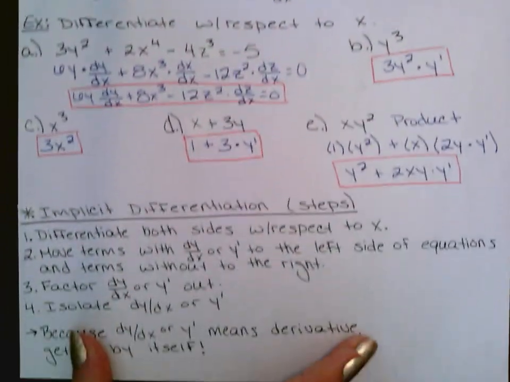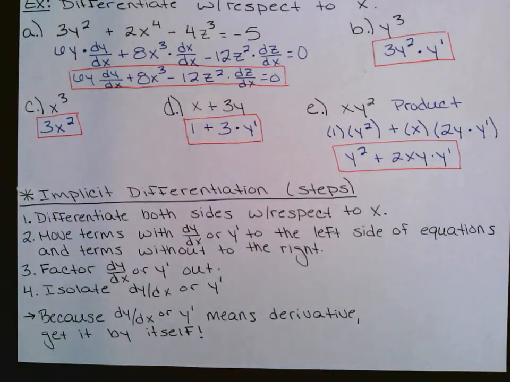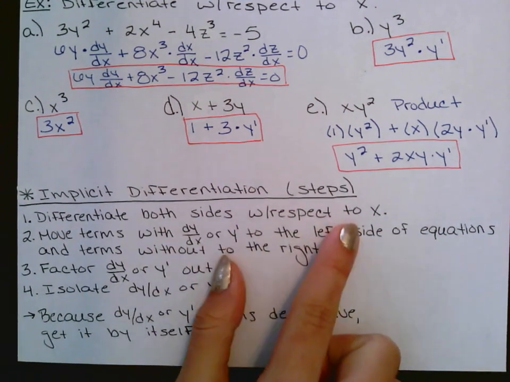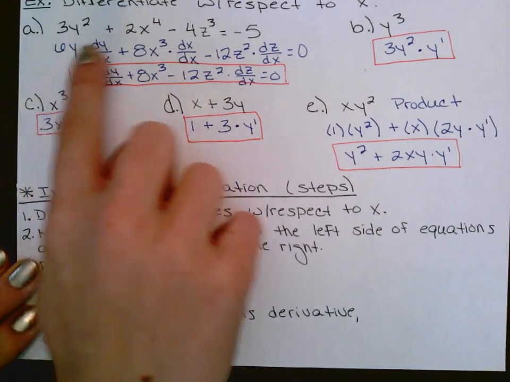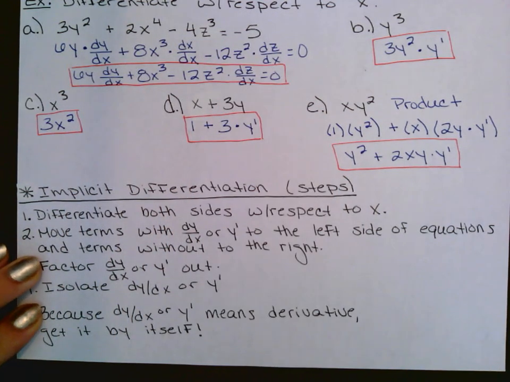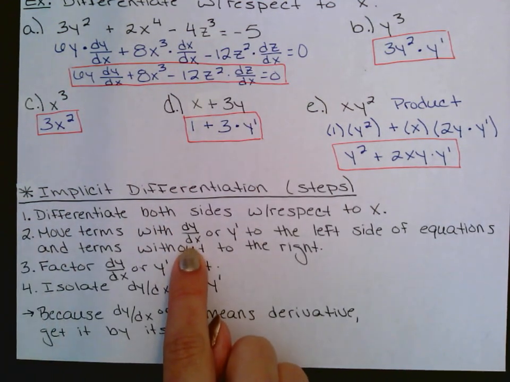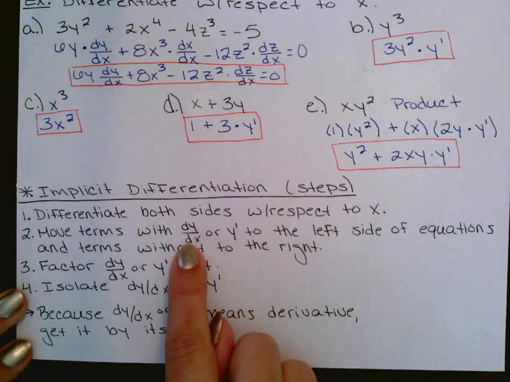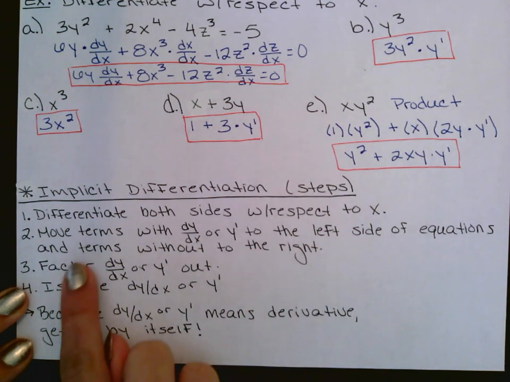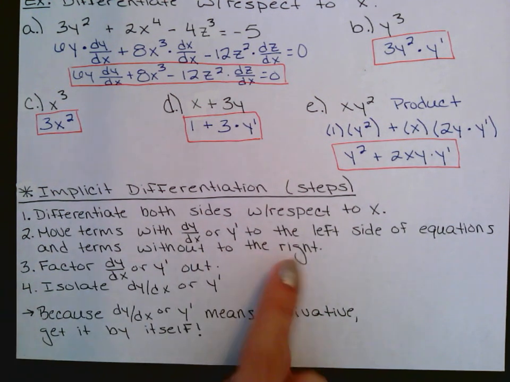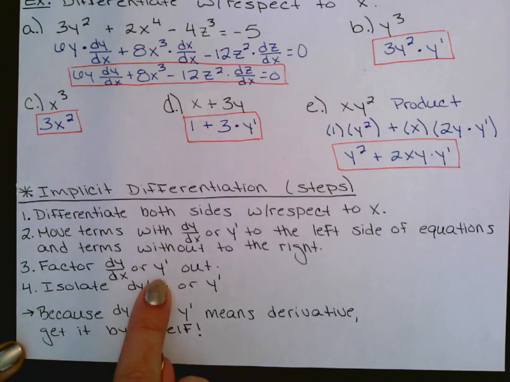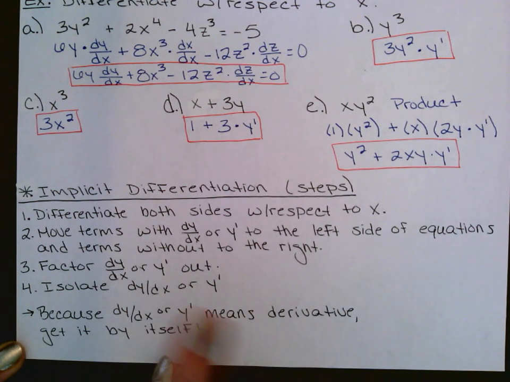So I wrote it out for you in some steps. Nothing too crazy. You're going to differentiate both sides with respect to x, which is what we did here. So we did the derivative on both sides with respect to x. Then you're going to move terms with dy dx or y prime, whichever one you choose to use, to the left side of the equation, and terms that do not have that to the right. So just like in algebra 1 when you were solving for, let's say, x, you would move anything with an x to the left and anything without to the right. Same thing here. Then on that side that you have the dy dx or the y prime, you're going to factor it out, divide everything else over so that you can isolate dy dx or y prime.